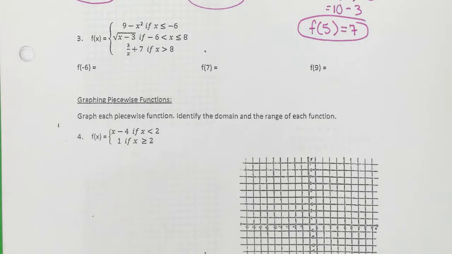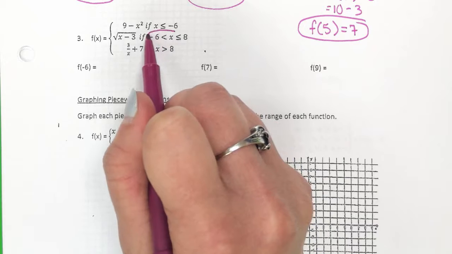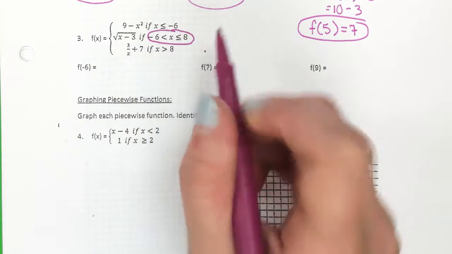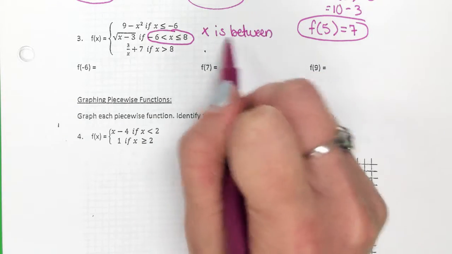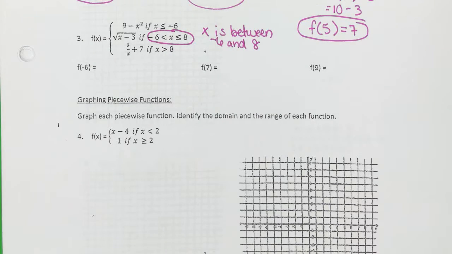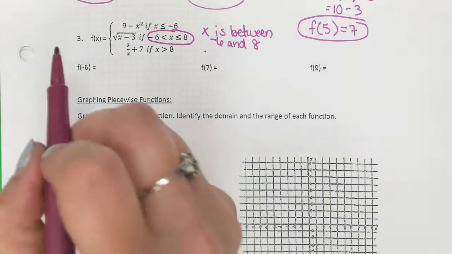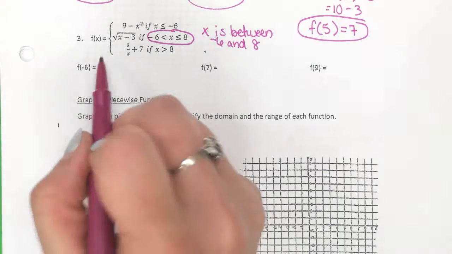All right, number 3. We're going to look at -6. Now, let's go over this real quick. Let's talk about what this means. This means that x is between -6 and 8. That's all that means, okay? I know it kind of looks scary, but that's all it means. So give me a number that's in between -6 and 8. What number is between -6 and 8? Any number. 3. What else? 0. -4. Any of those, right? Does that make sense?